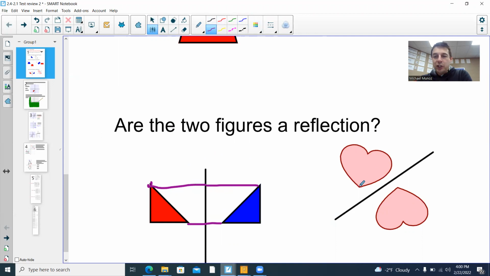Over here, it would not be with these hearts. One way I could tell is if I have this line here and I go, let's say, 4 up, then I should go 4 down, and the bottom of the heart should be right here. So my heart should look something like that if it was a reflection. So the second one is no.